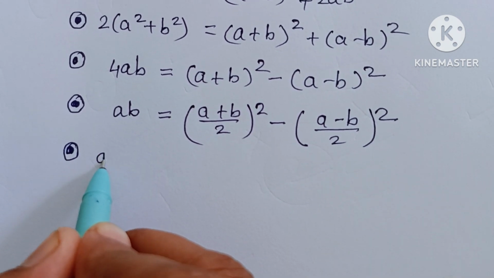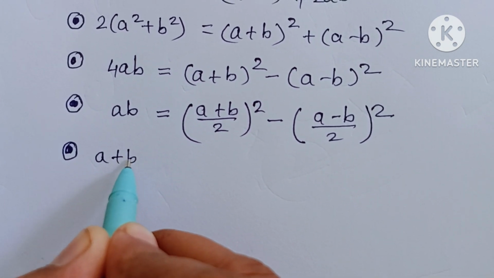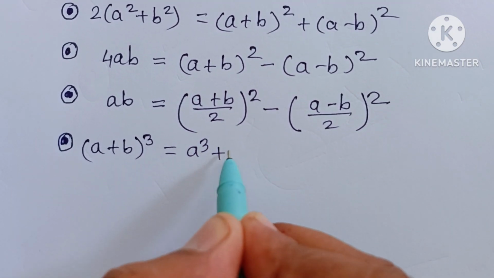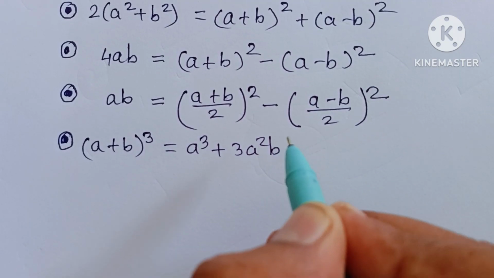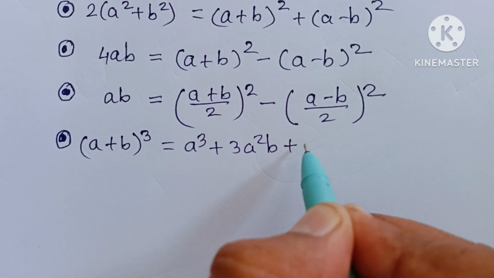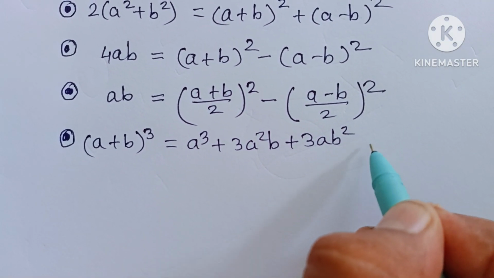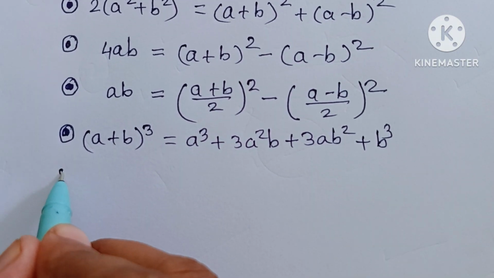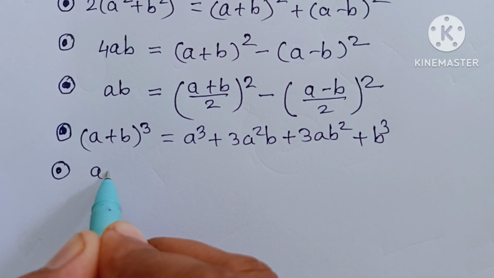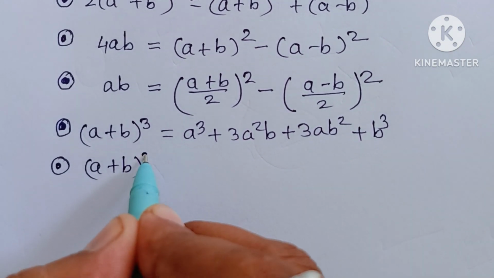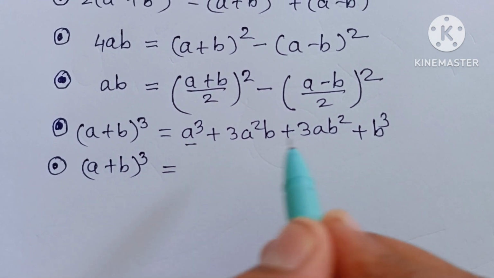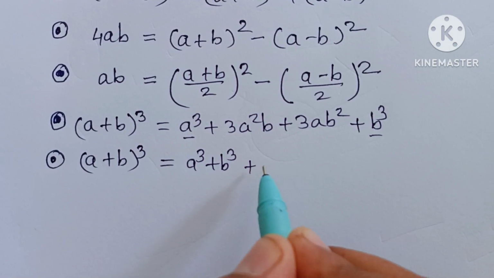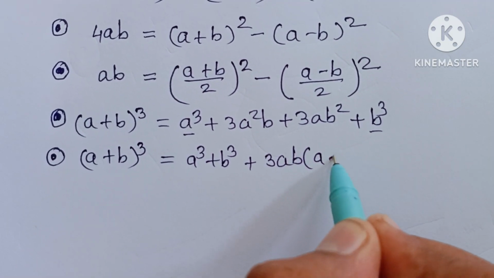Okay, so next identity will be (a plus b) whole cube equals a cube plus 3a square b plus 3ab square plus b cube. The same identity we can write as (a plus b) whole cube equals a cube plus b cube plus 3ab in bracket (a plus b).